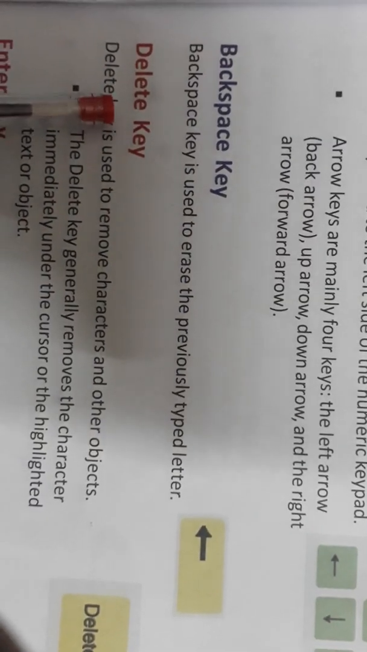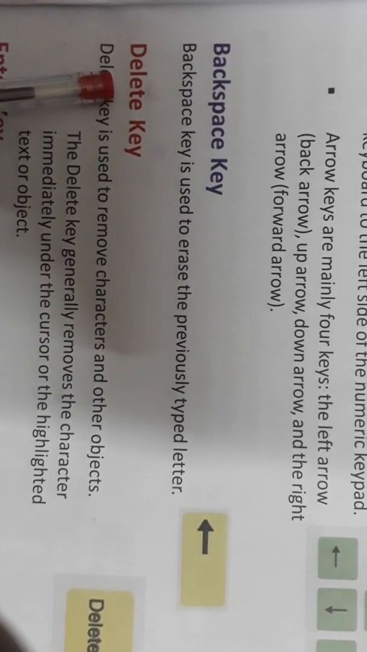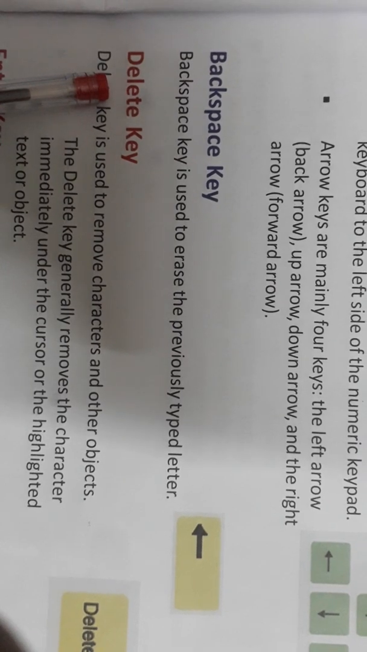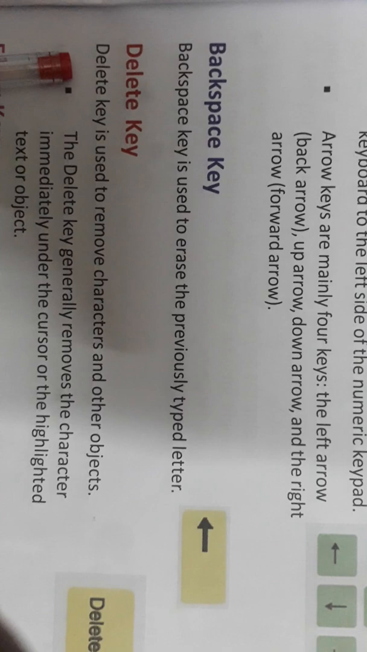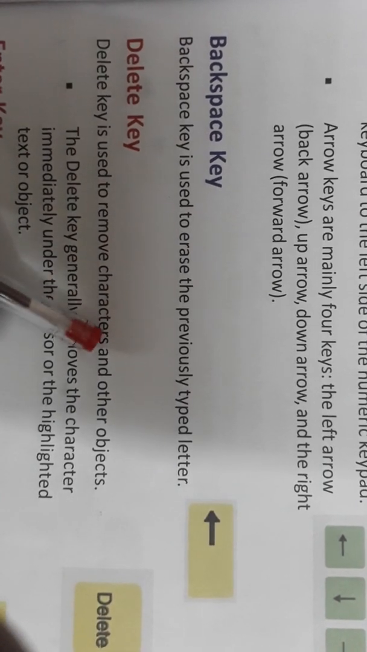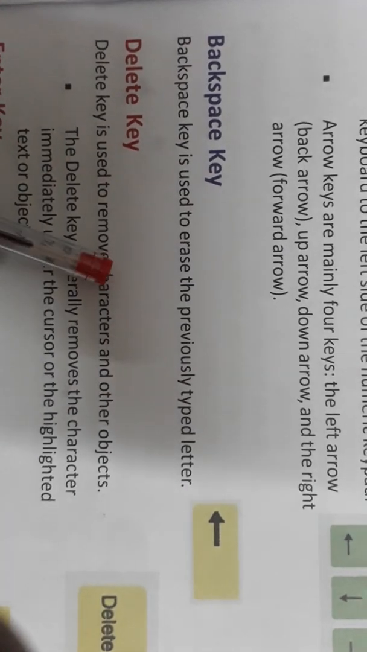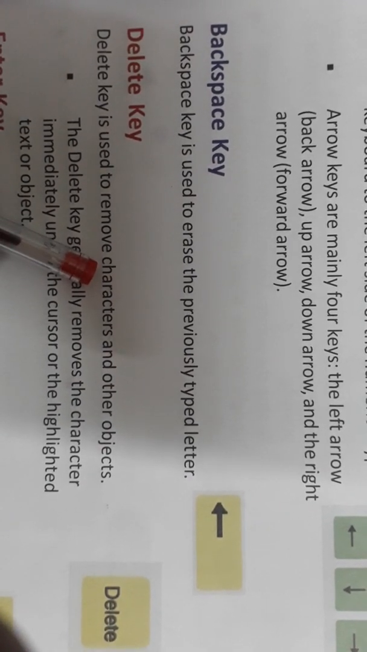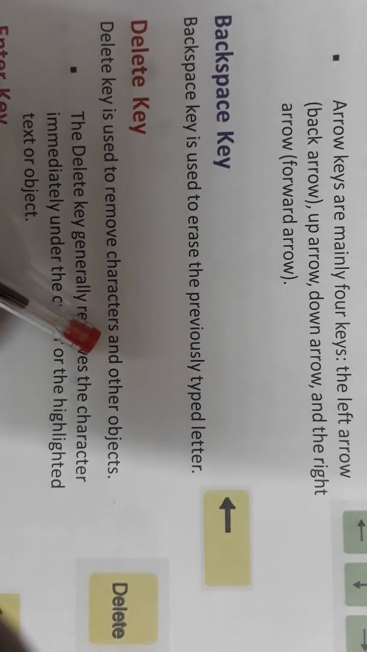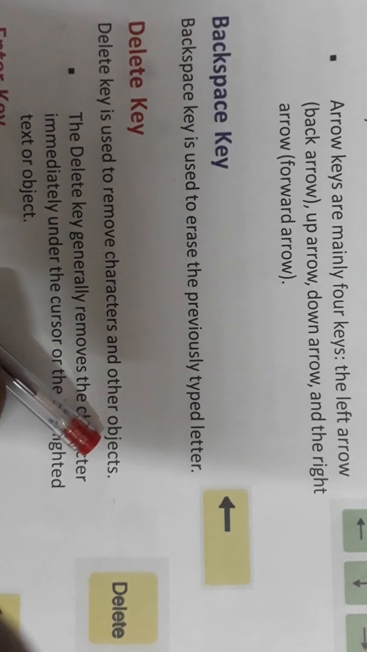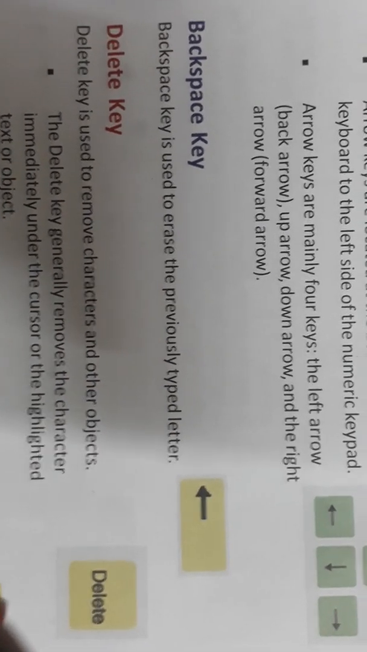Now listen to the delete key. We already know the word delete means to remove an item. The delete key is used to remove characters and other objects. Characters means letters, symbols, pictures, etc. Other objects include any files, folders or images, which we can delete by using the delete key.